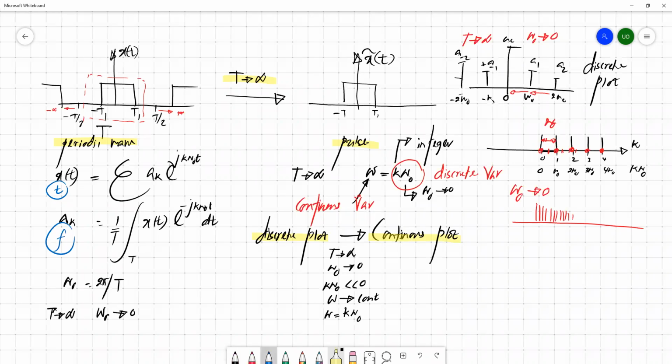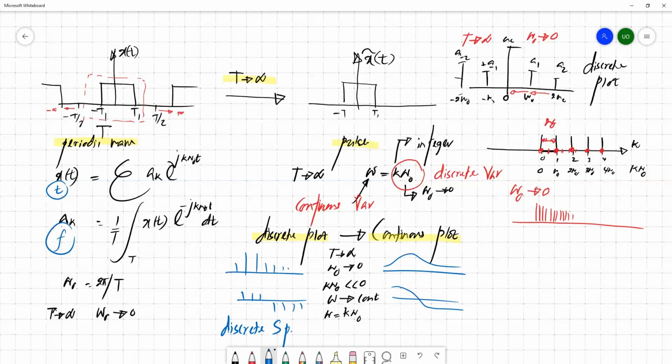So it means like this. Initially you have this kind of magnitude spectrum. Now it would be like this. Initially you have this kind of phase spectrum. Now it would be like this. So whatever the discrete spectrums simply move to continuous spectrums. The discrete spectrums converge to continuous spectrums.